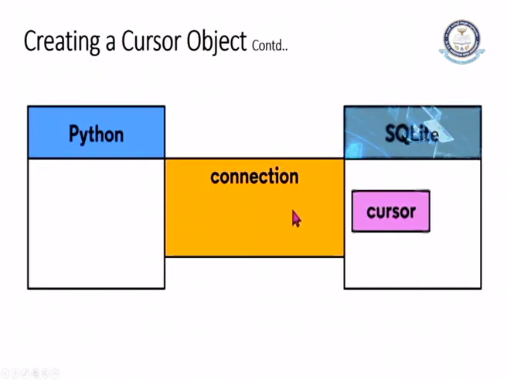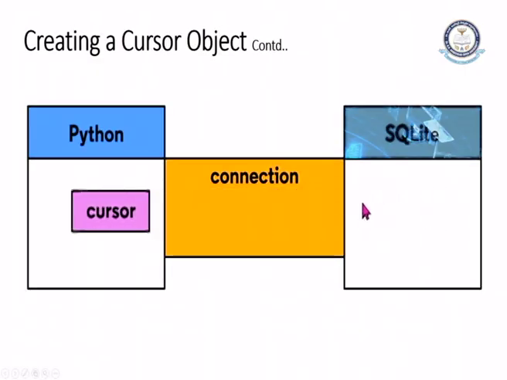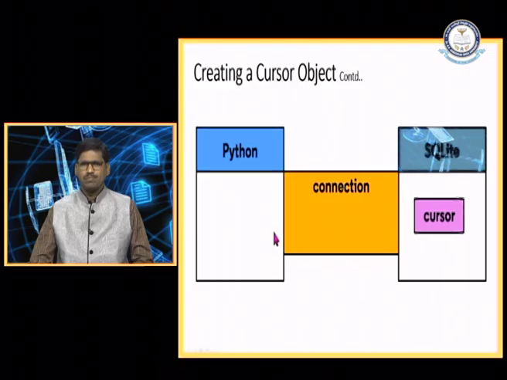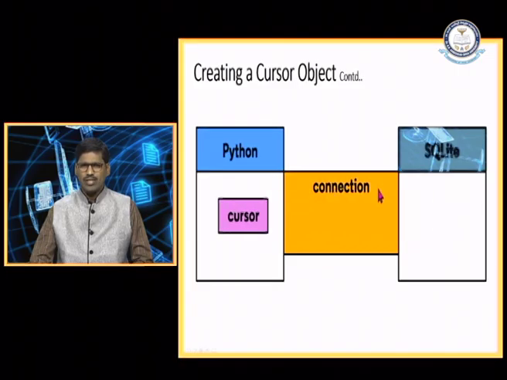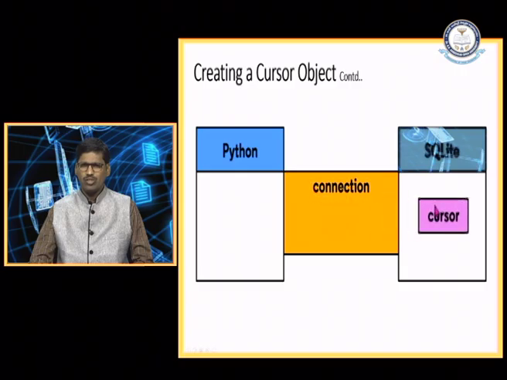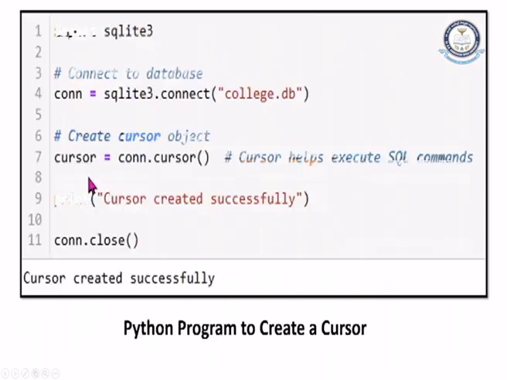In simple terms, the cursor acts just like a bridge between your Python program and the database. Now, see this: with the help of the connection and the cursor, we can get the data. Connection is just like a bridge. With the help of the connection only, we can get the data from the database to the Python program.